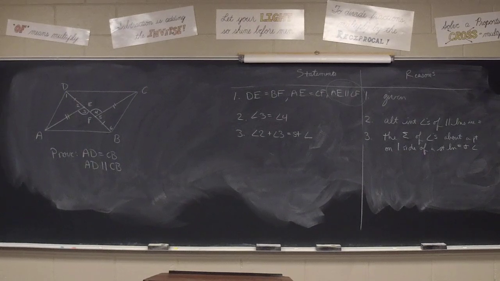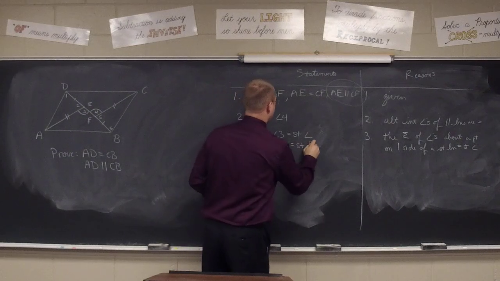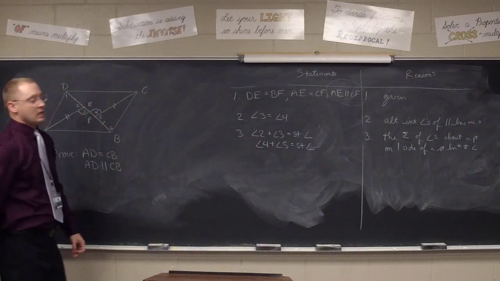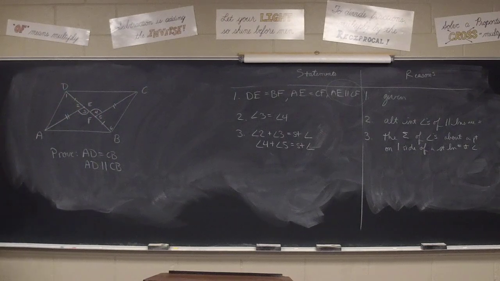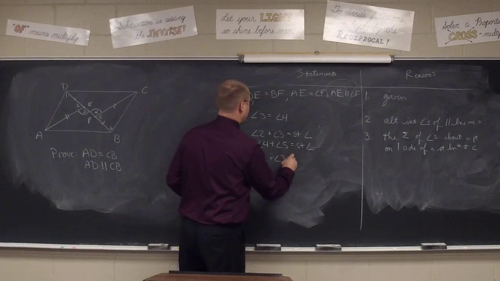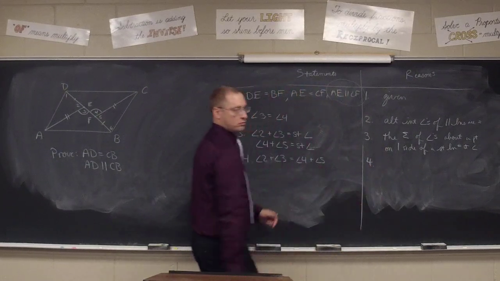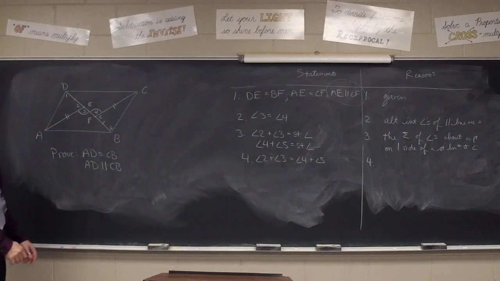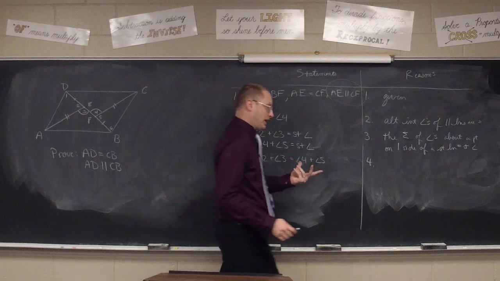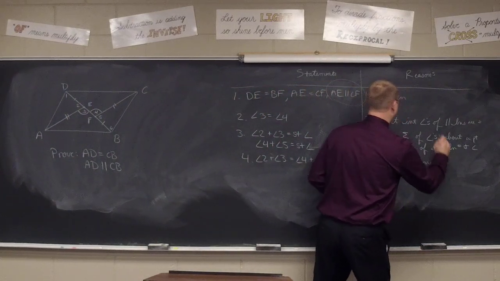Any other thoughts, Brecken? Angle 4 and angle 5. Yeah, same reason, angle 4 and angle 5 add up to a straight angle. Because immediately after this, I turn out saying that angle 2 plus angle 3 equals angle 4 plus angle 5. Reason. Abby? All straight angles. Yeah, these two sums are straight angles, and all straight angles are equal.